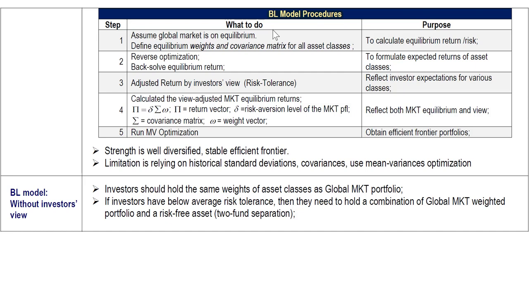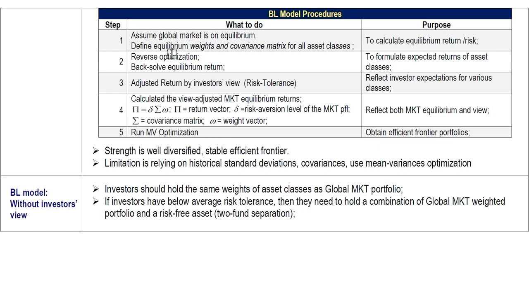Now I would like to summarize the Black Litterman model related to their estimating procedures, and also I would like to provide you the economic interpretation of the BL model. The procedure to estimate the mean variance optimization as an allocation based on the Black Litterman model has actually 5 steps.